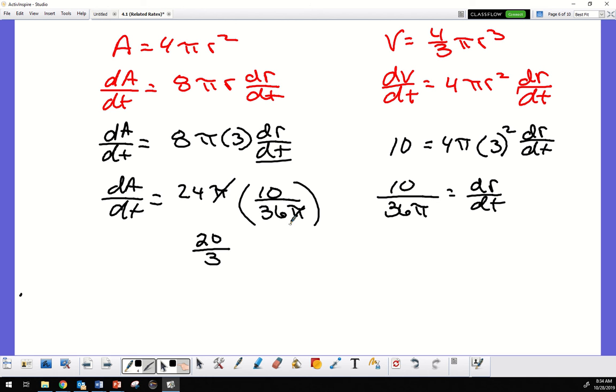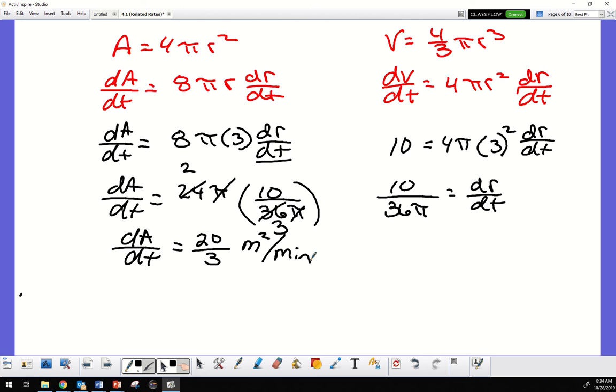And this is a factor of at least 6, 12. That's 2, that's 3, so 20 over 3. Yeah, and that's going to be my dA/dt. Now, we're talking about area, right? Area, my units are always square. So my units in this case were what? Meters squared per, what's my rate of change time? Minute. Here we go.